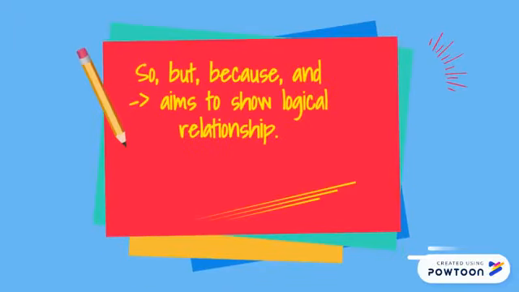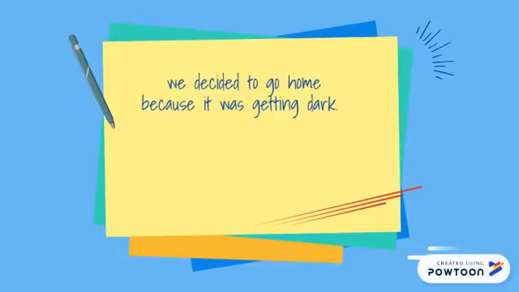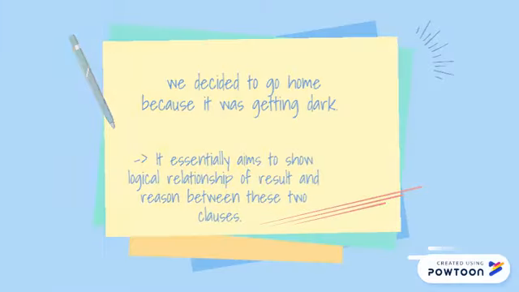Now let's talk about the conjunctive adjuncts used in this text. The first ones are so, but, because, and. They aim to show logical relationship between one clause and another. Here is the example. He decided to go home because it was getting dark. The sentence will be an error if the conjunction because is not there. So it aims to show the logical relationship of result and reason between these two clauses.